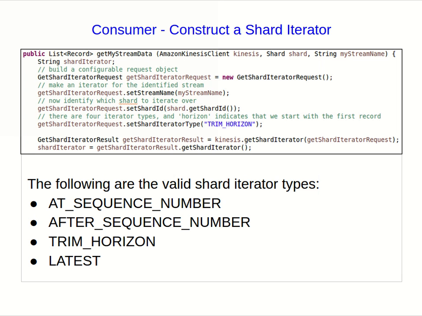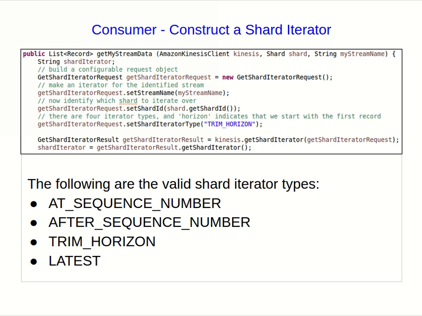To start pulling records off of the shard, you'll need to create an iterator. There are 4 types depending on where you want to start taking the records from. You start at a specific sequence number. You can start right after a specific sequence number. You can start from the very first record available, which is called the trim horizon. And remember that data older than 24 hours is constantly being pushed out forever. And then finally, there's latest, which gets all incoming data from this point in time forward.